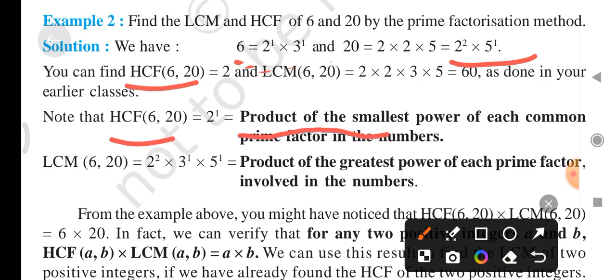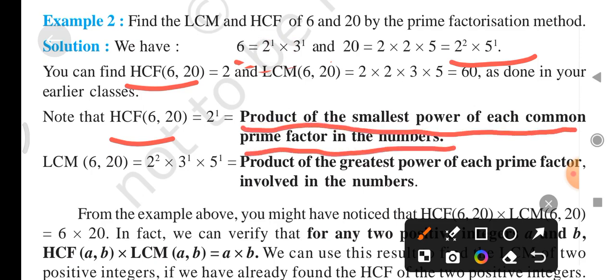HCF is the product of the smallest power of each common prime factor in the numbers.